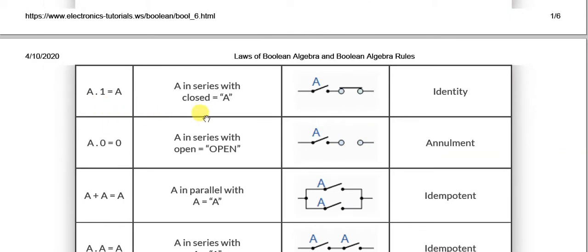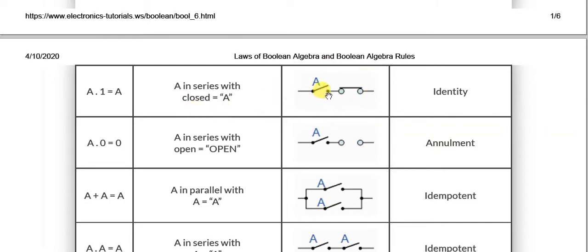Another, in multiplication, the law of identity. So the law of identity is defined for additions and multiplications, both. In the case of multiplication, A dot 1 is equal to A. This is called the law of identity in the product, or the AND. A in series with a closed switch is the equivalent circuit.